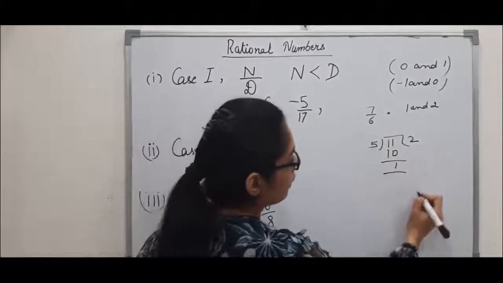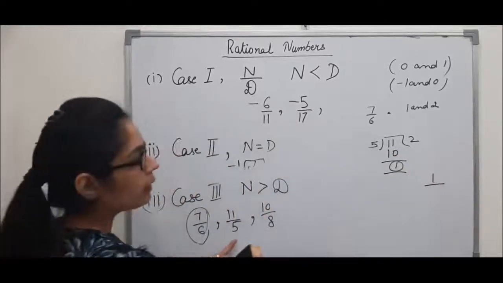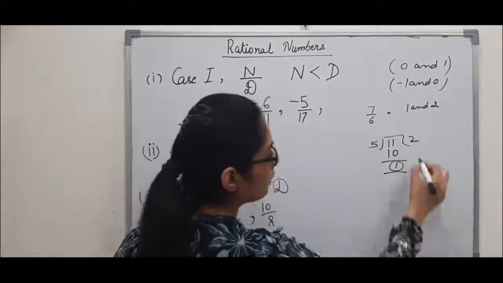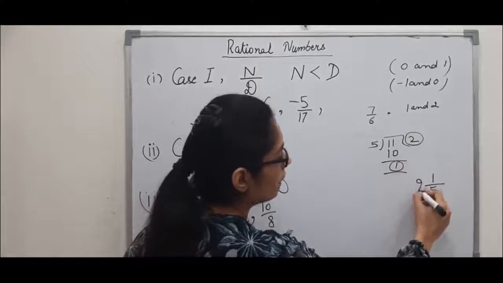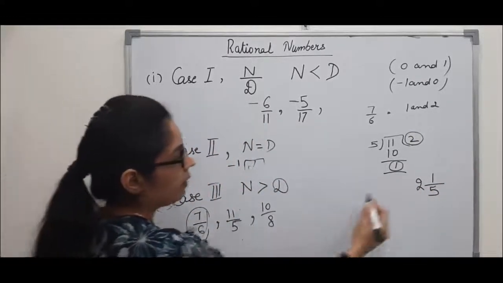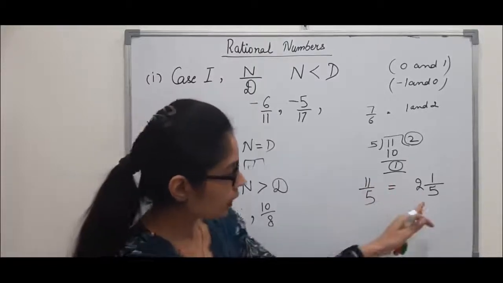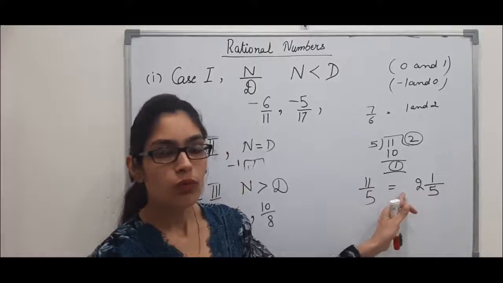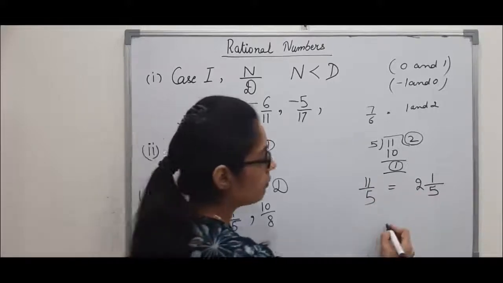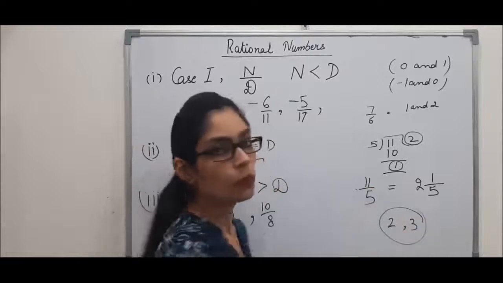So this is the remainder, it will go on top. 5 will remain at its place, and this 2, the quotient, will come here. So this is the mixed fraction for 11 by 5. Now you can see here we have 2. After 2, 3 will come. So this number lies between 2 and 3.